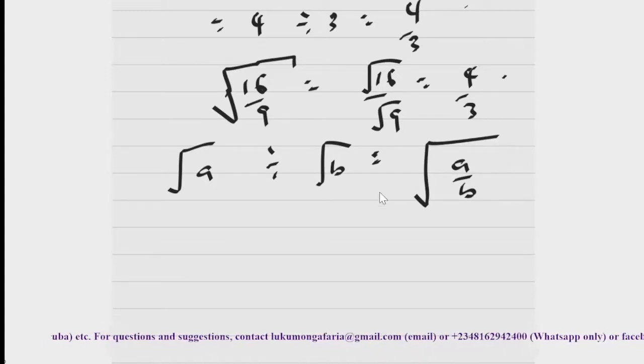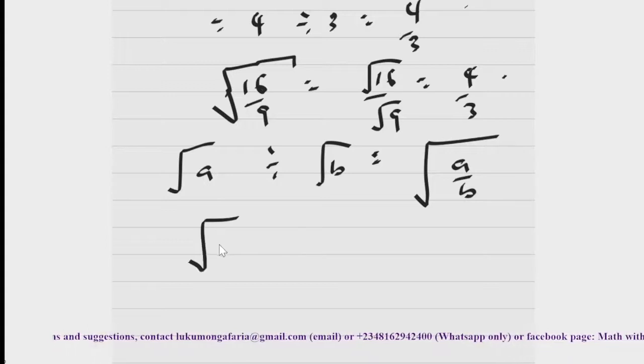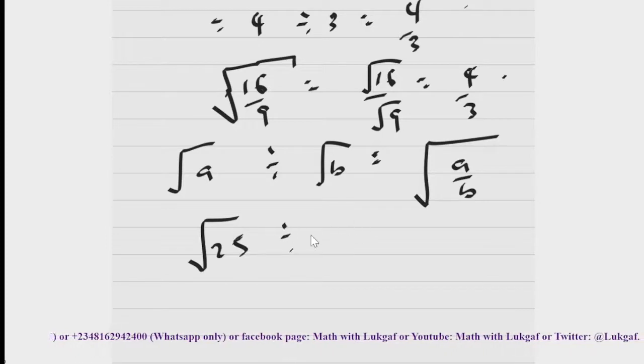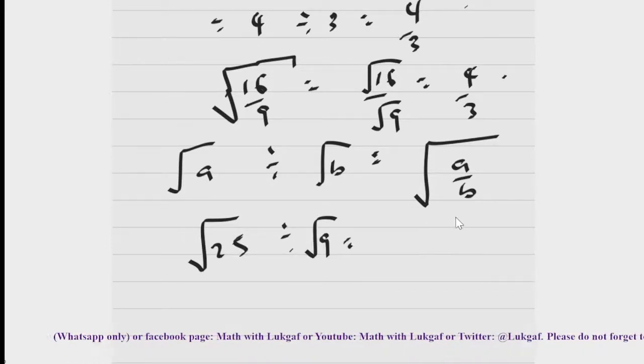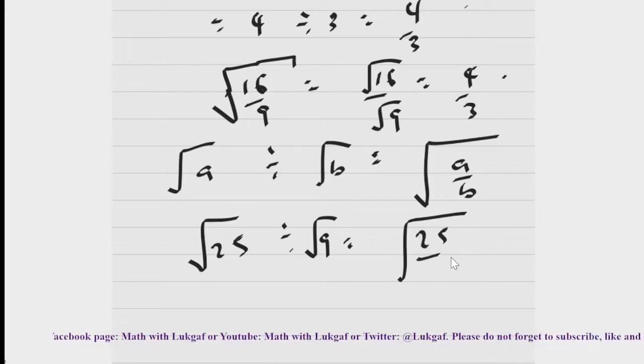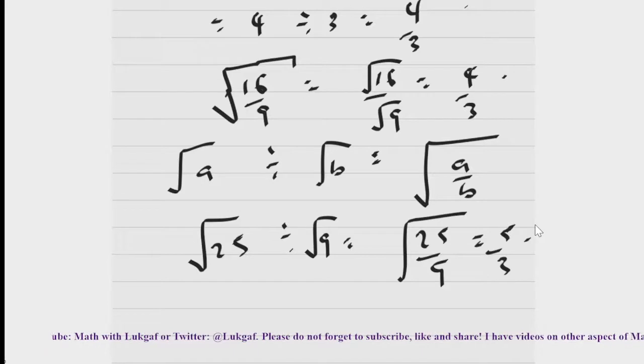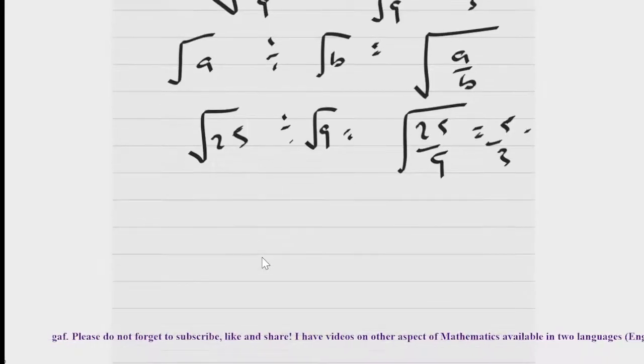You understand now? So in essence, when you have square root of 25 divided by square root of 9, then you don't need to stress yourself. This will give me square root of 25 over 9, the same thing as 5 divided by 3. I hope you understand now. So that's another law.